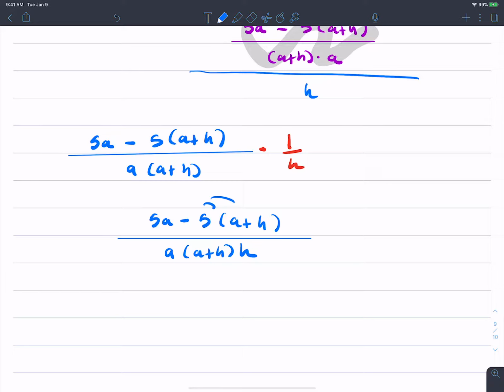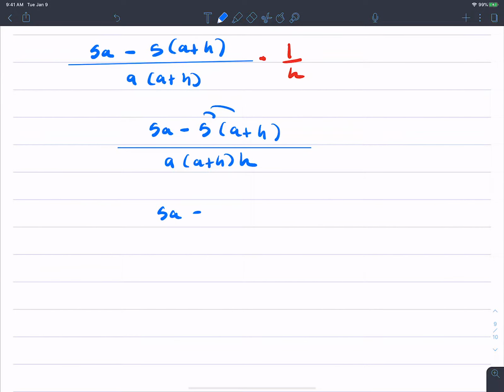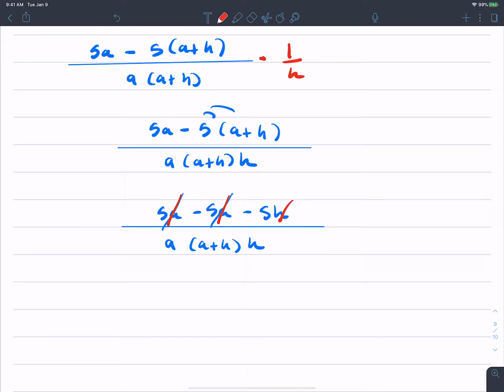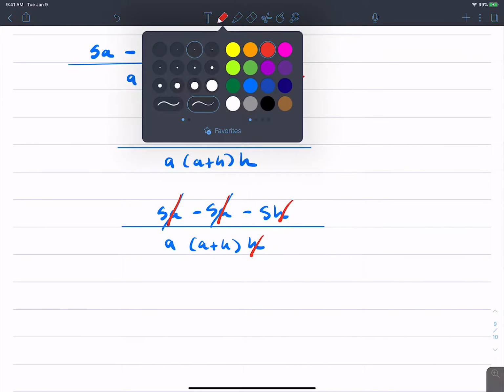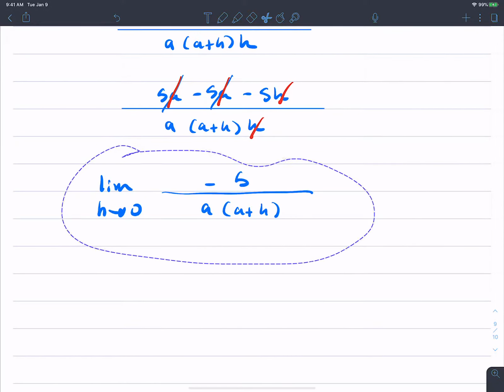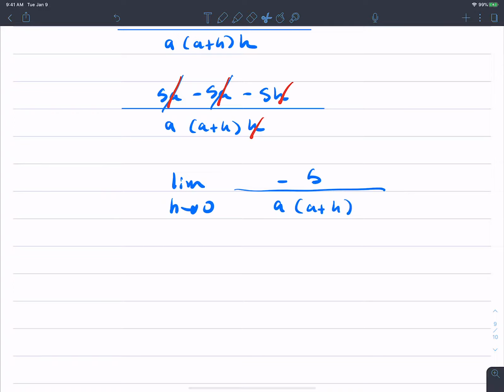And simplify your numerator, right? So you get now 5a minus 5a minus 5h, everything over a plus h times h. Notice the cancellation for the 5a and the negative 5a in here, and your h goes away. So here's what you're left with: negative 5 over a plus h. Now that's the limit as h goes to 0, and this is f prime of a.